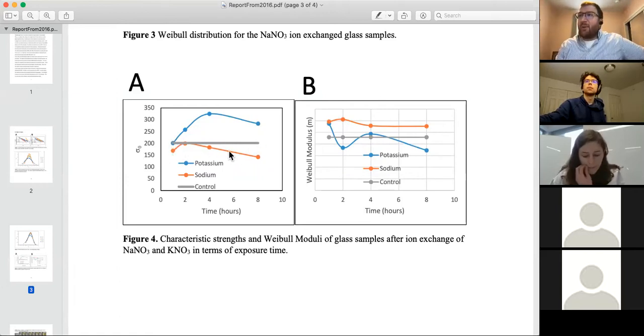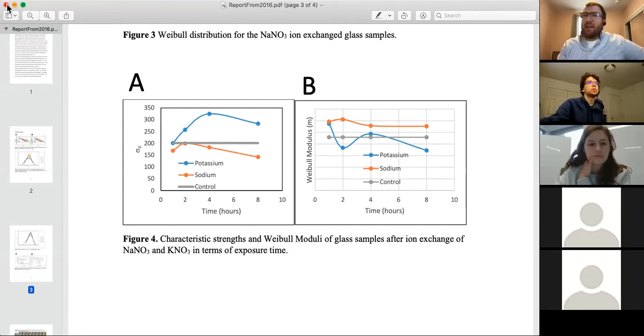And this is what I was talking about with the sodium. You do see an effect with sodium, but it's either to maintain the same strength or even reduce it a little bit. But the potassium, this is probably the closest to your guys' experiment. So this is 350 for 1, 2, 4, and 8 hours. So you do see it peaking at the 4-hour mark.